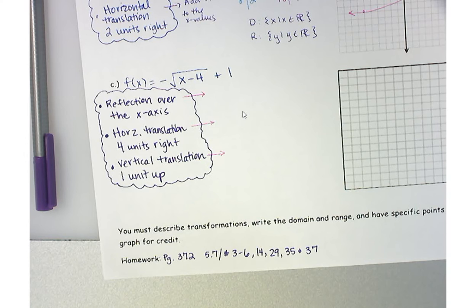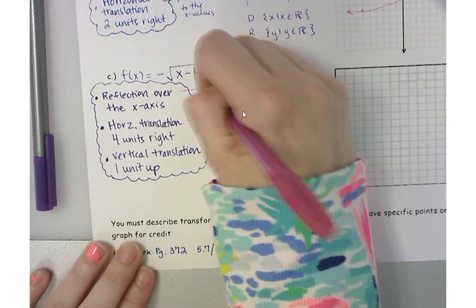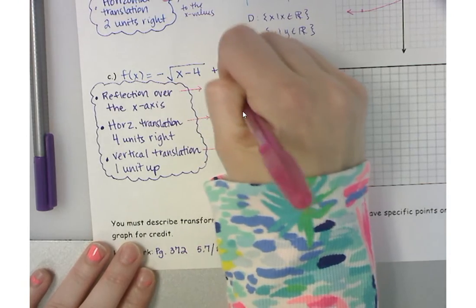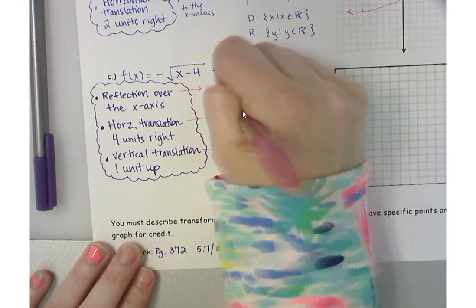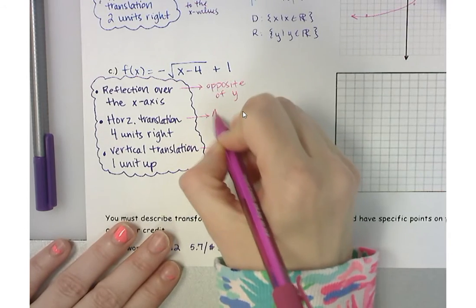All right, so remember we said that if it's over the x-axis, that actually affects the y. So it's switched, and it's going to be the opposite of y. So the negative is applied to the y. The horizontal translation, because it's horizontal, affects the x value, so you're going to add 4. If it's vertical, it's going to affect the y values, so you're going to add 1 to your y values.